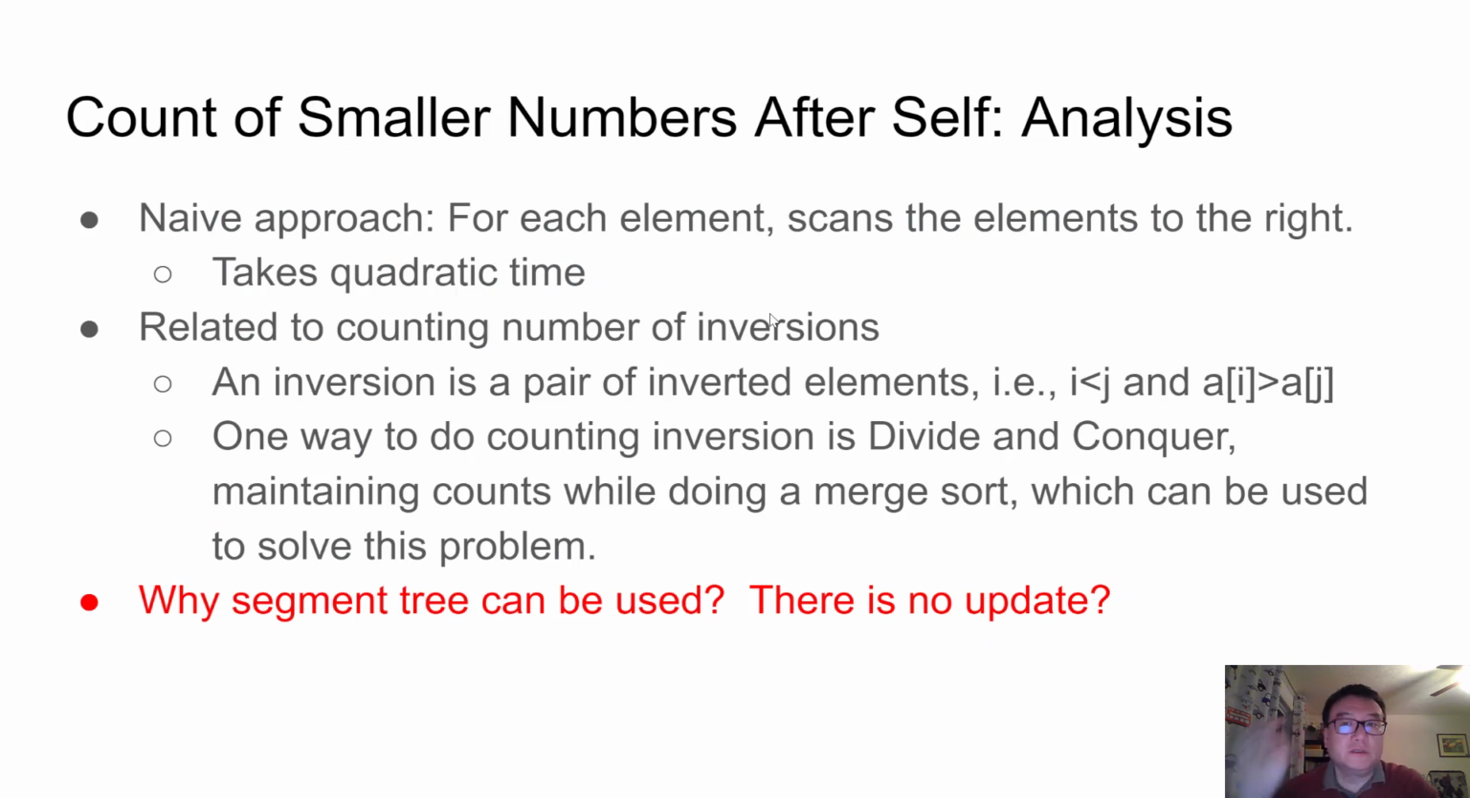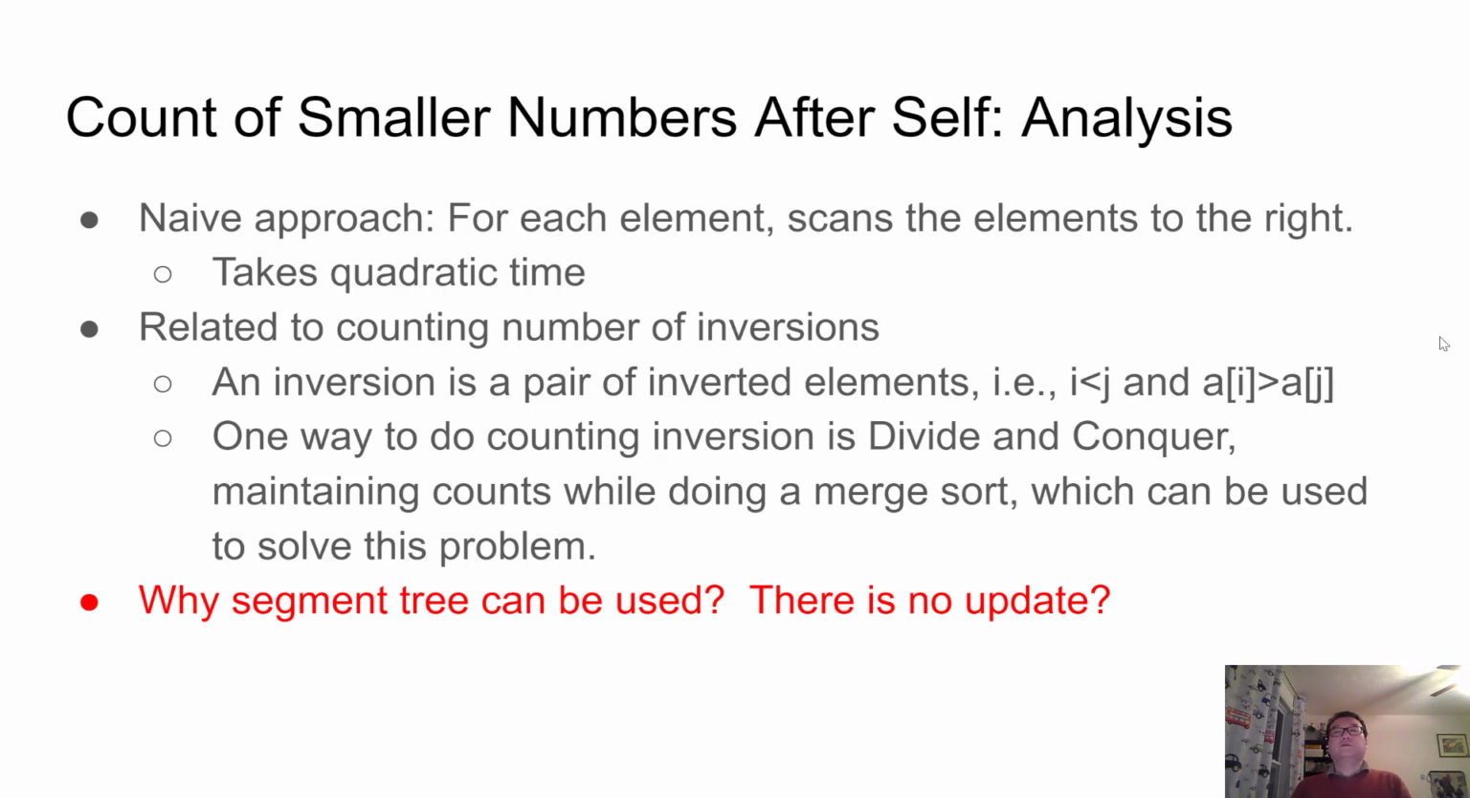So the naive approach is for each element we scan the rest of the array to find out how many are smaller than it. This will take quadratic time. And this is also related to the problem of counting the number of inversions, which you may or may not have encountered. An inversion is a pair of elements in an array such that the index i is less than j, but ai is greater than aj. So one way to solve this counting inversion problem is to use divide and conquer. Essentially, you'll be doing a merge sort.